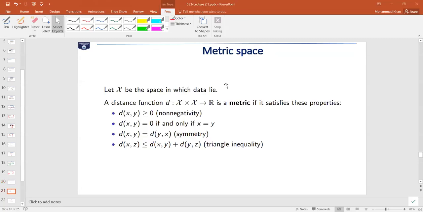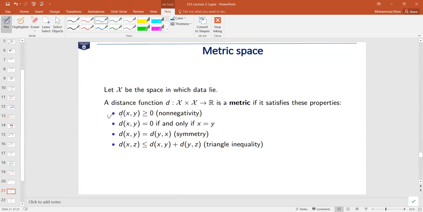So the more general form for any distance metric for the nearest neighbor algorithm must follow these rules. That's why they're called metric space. Any distance metric that follows all these rules can be used for the nearest neighbor algorithm. So they are basic, simple rules.